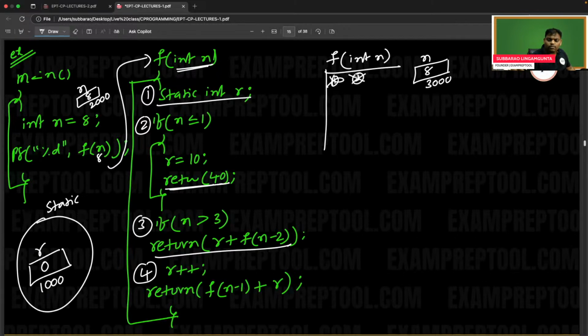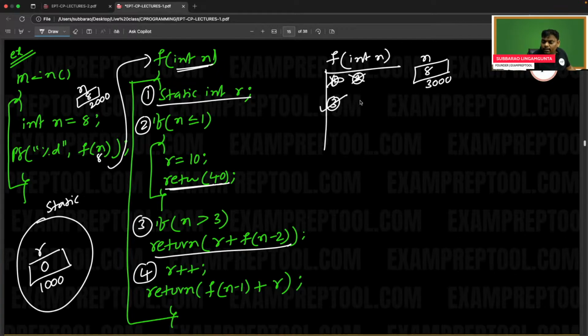1, 2 gone. Let's go to 3. Everyone observe. 2, 3, 4, only 1. So 3. So n value is 8. 8 greater than 3, condition true. Then see the answer. Condition true. Everyone observe. Condition true. Then return.